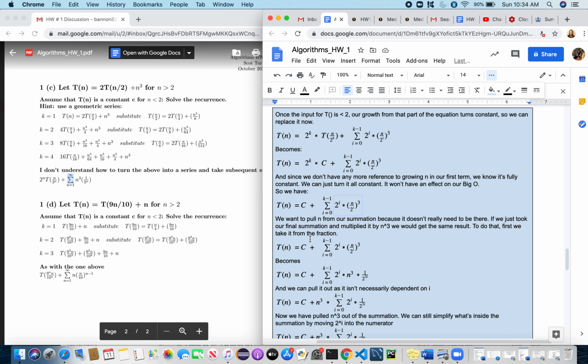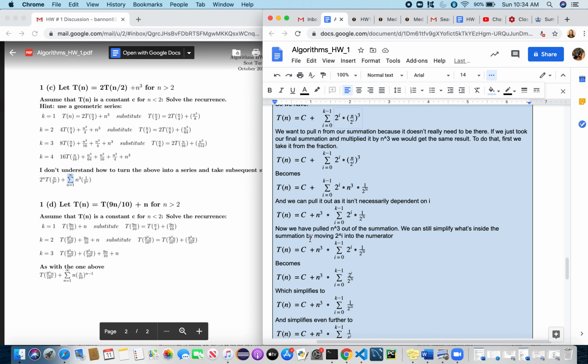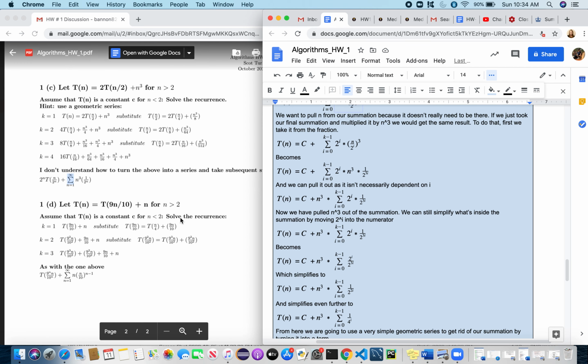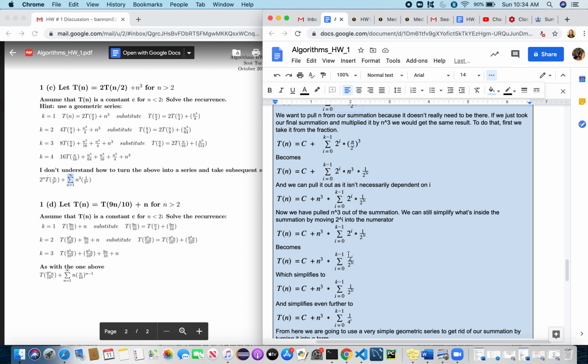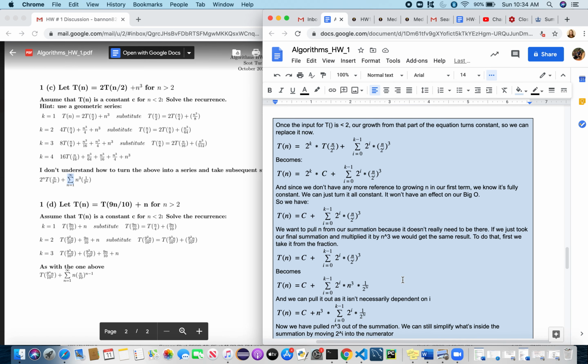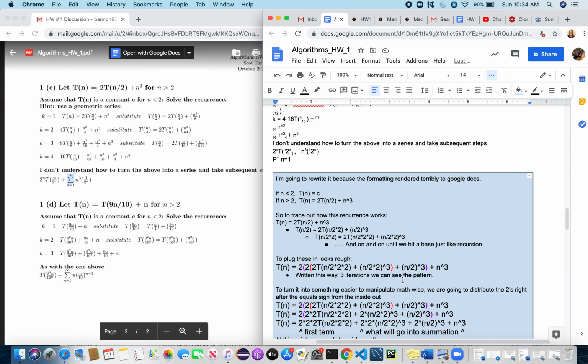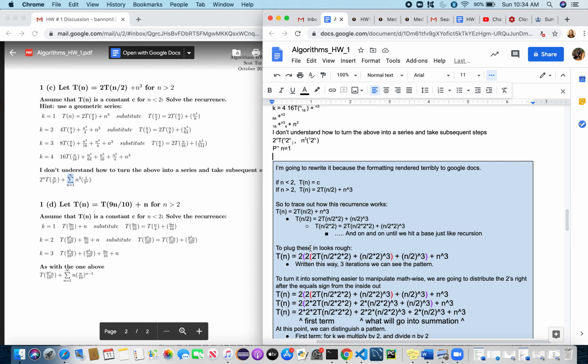So I did C, and I'm going to see if that helps. And then I want you to try D and see how far you get, or see if you finish it, and then let me know what further questions you have after seeing C done. So, okay, I rewrote it. It just rendered terribly onto Google Docs.